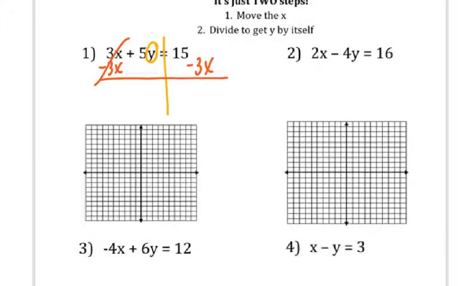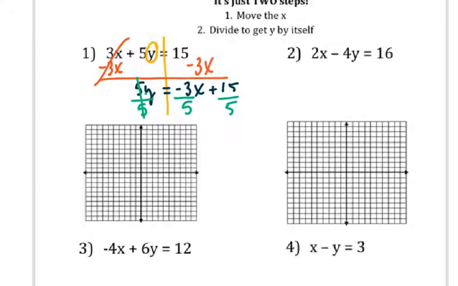That leaves me with a positive 5y equals. This is an x, this is a number. They're not like terms, we cannot put them together. So we like to put the x term first because it has a letter, and then the 15 behind it. So y is almost by itself. Our last step is to divide. So I divide everything by 5. This was 5 times y, so to undo multiplication, I divide by 5.